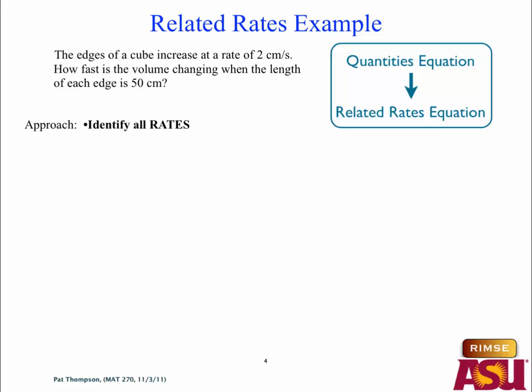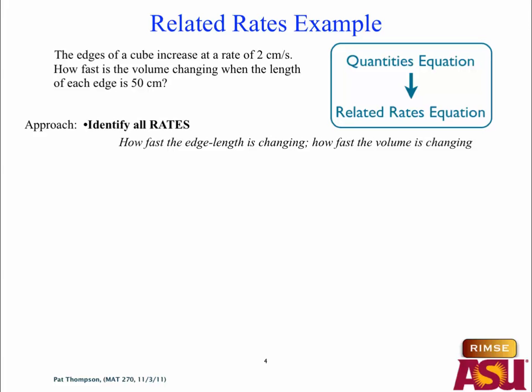So here's the approach. First, identify all the rates that are mentioned in the problem. So, what's one rate mentioned in this problem? 2 centimeters per second. Okay, and that's the rate of change of what? Of edges growing, right? What other rates are mentioned? The rate of change of the volume. It says how fast is the volume changing? So those are your two rates in this case. How fast the edge length is changing, how fast the volume is changing. So eventually we're after this equation that's going to bring those rates together. Okay? But first we're going to need the quantities equation.